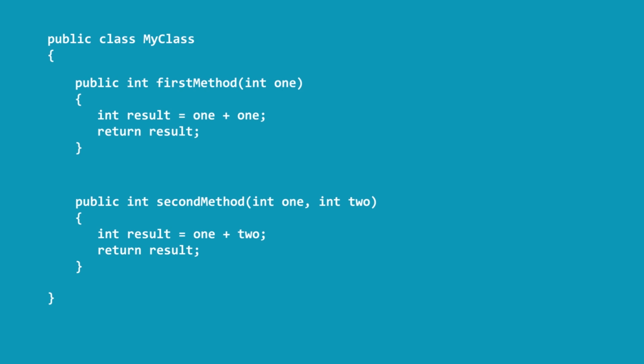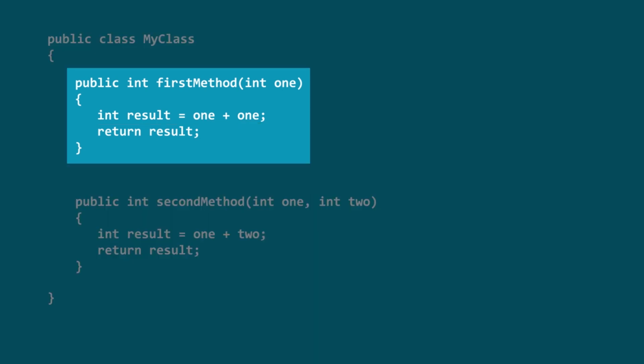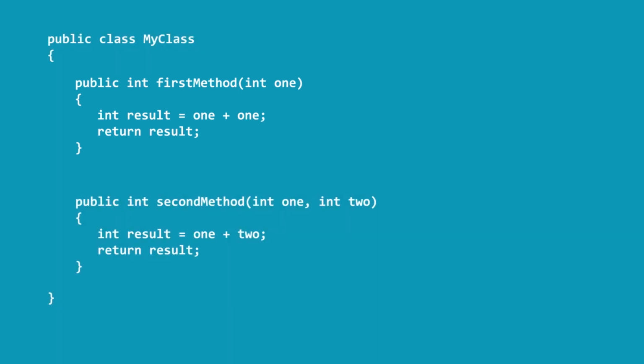In the first method we have a result variable. The scope of this variable is only inside this method. When we call this variable from outside of this method, Java replies that no such variable exists. Why? Because this is a local variable which works only inside this method.